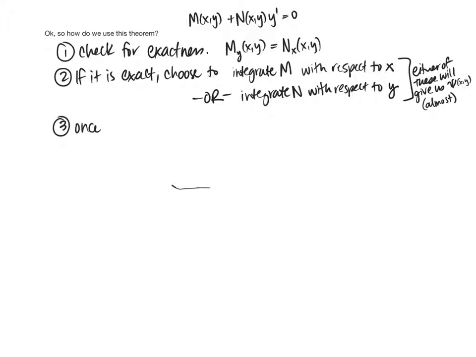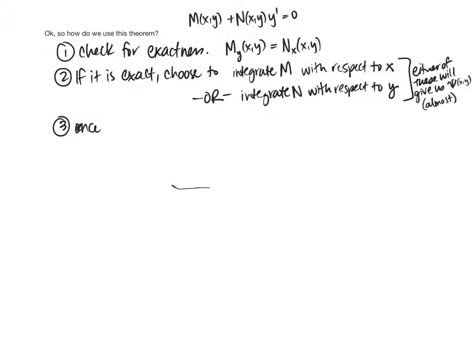And why do I say almost? Well, if I integrate m with respect to x, I might have some portion of my psi that only had y's in it. So when I took the derivative with respect to x, those terms in the psi that had y's in it went away. So it will almost give us the psi.